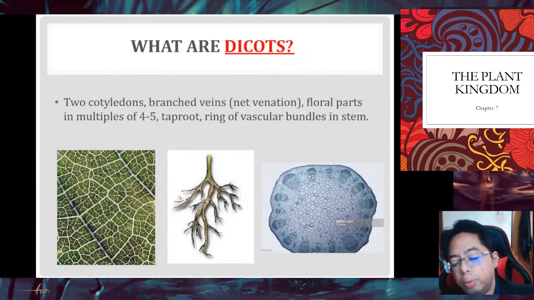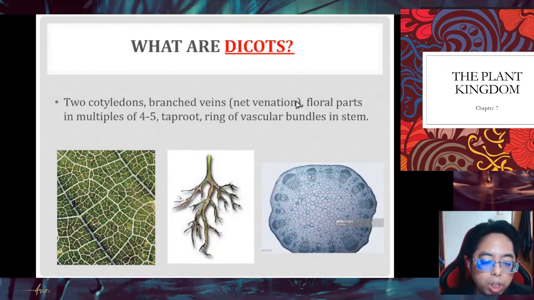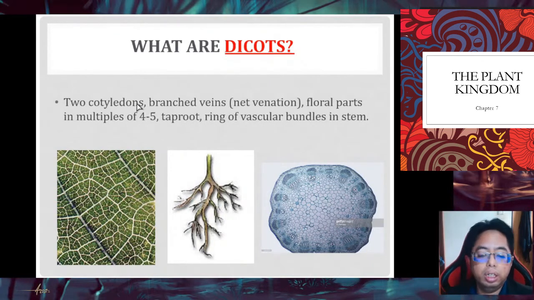So next will be dicotyledon. So dicotyledon, if you plant the seed, it will create 2 leaves. If you look at the leaves, they have branched veins. So it's like you have a straight shape, and then you have a V shape. Okay, floral parts or the flower will be in multiples of 4 and 5. For example, the Malaysian national flower, the hibiscus, has 5 petals, so it is a dicotyledon.